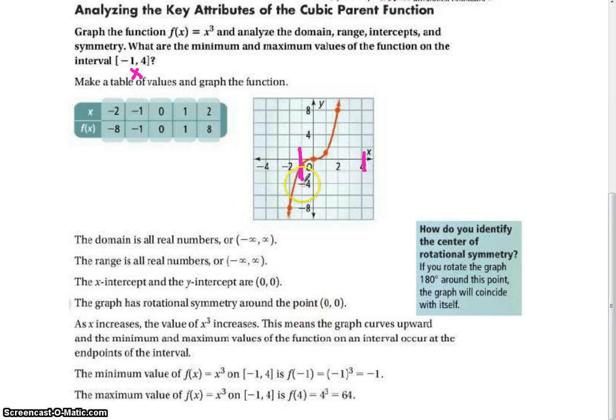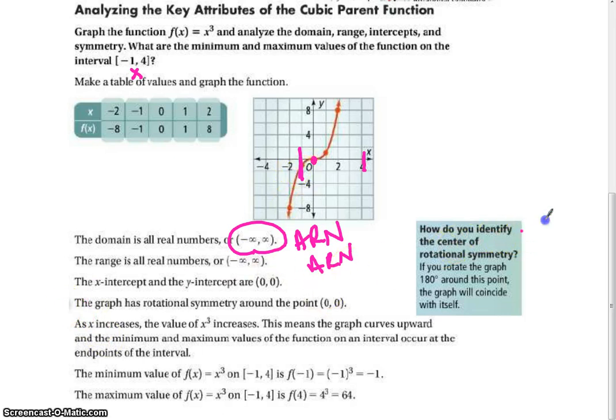Okay, as you're looking there, your domain is all real numbers. This is what we call interval notation. We'll talk about that more later. So for right now, if you want to say all real numbers, that's fine. The range is also all real numbers because we've said domain and range are always all real numbers. The x-intercept and the y-intercept for this graph are both at the origin, 0, 0. The graph also has rotational symmetry around that point.